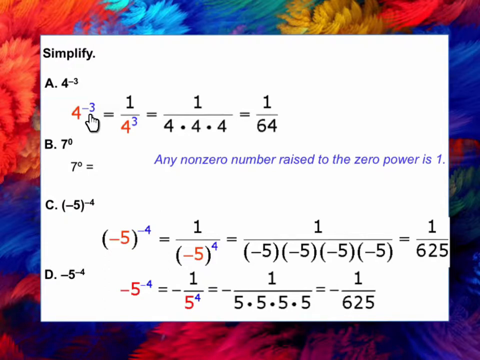Here's a negative exponent. You need to put it in the denominator, make it positive, then you expand it and get 1 over 64. Anything to the 0 power, whether it's a number or a variable, is just going to be 1. So that answer should be 1.